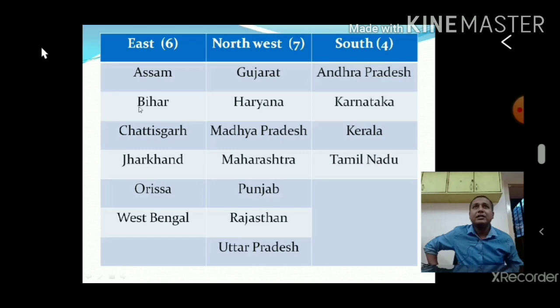Now when we divide this, East has 6 states: Assam, Bihar, Chhattisgarh, Jharkhand, Orissa, West Bengal. Northwest: Gujarat, Haryana, Madhya Pradesh, Maharashtra, Punjab, Rajasthan, Uttar Pradesh. These are the 7 states. South: Andhra Pradesh, Karnataka, Kerala, and Tamil Nadu. These are the 4 states. Clear? Now in total we have 17 states. The total number of categories that we have is 3. That means M is 3.